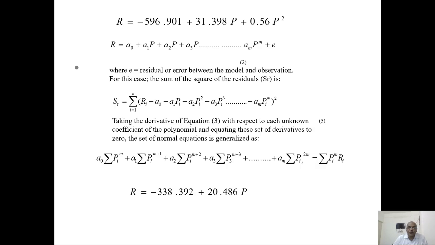(2 plus 20.486 P). This expression we got as a linear equation, whereas the top, if you see here, R is equal to minus 596.901 plus 31.398 P plus 0.56 P square. This is the second order equation, whereas the bottommost is the linear equation, that is first degree equation.